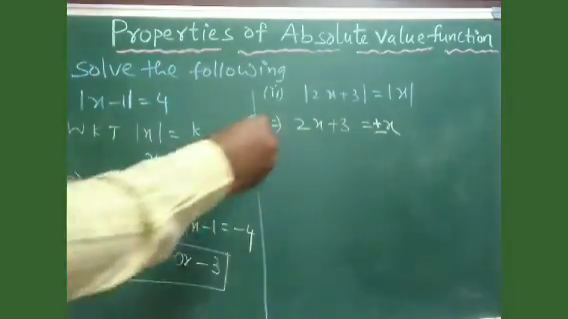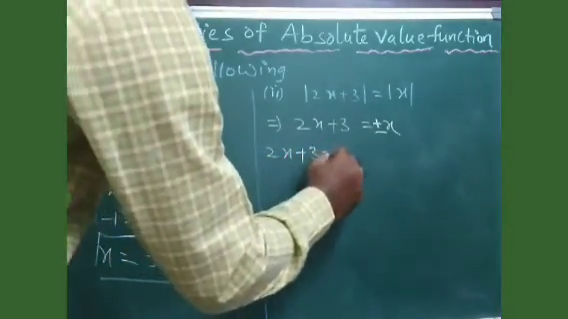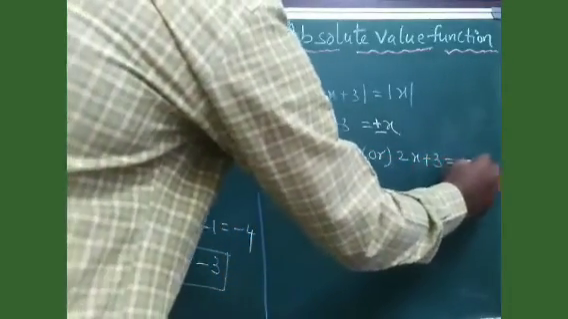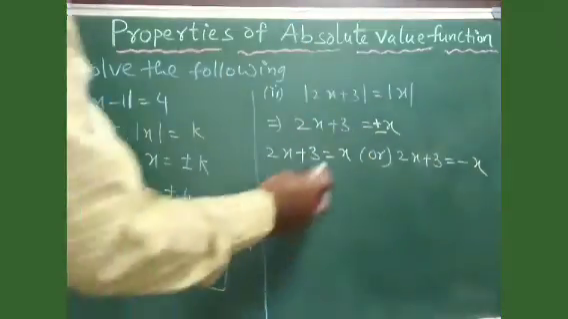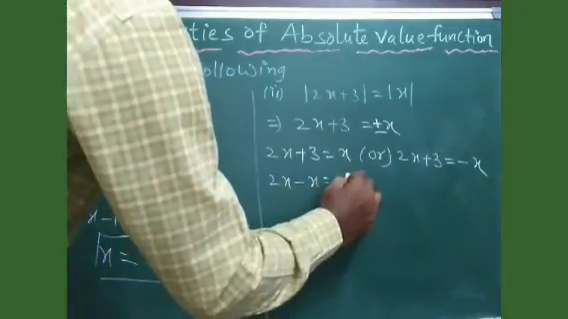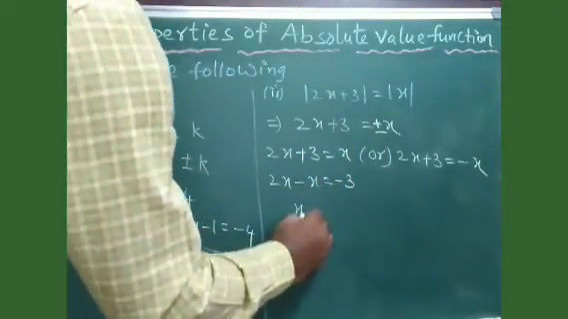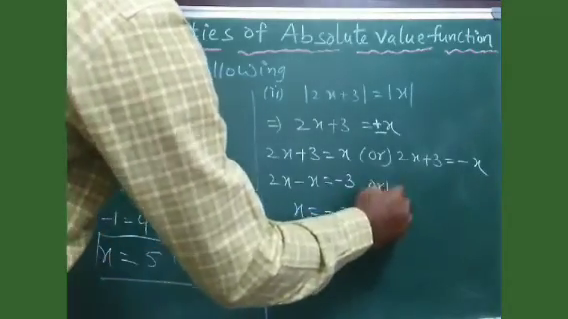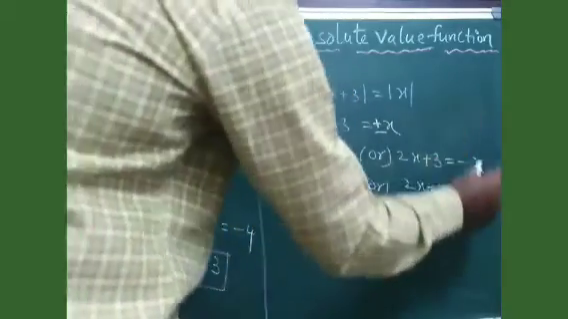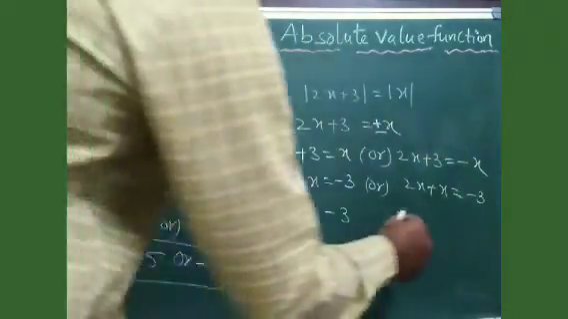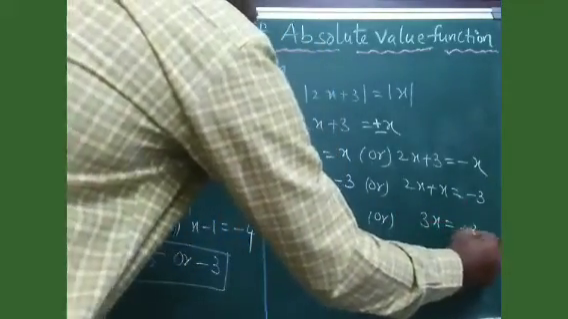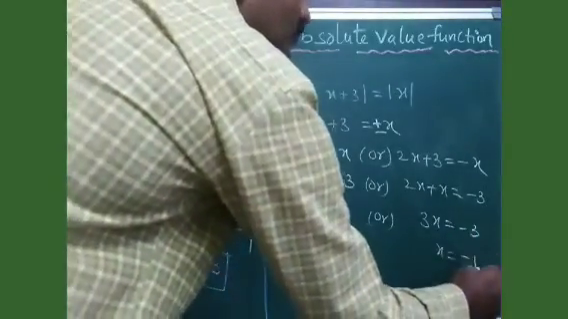Only one side. Now as usual, case 1: 2x plus 3 is equal to plus x, or case 2: 2x plus 3 is equal to minus x. Just bring the x this side. 2x minus x is equal to, send the 3, which now becomes minus 3. So from this x is equal to minus 3. If not, in the same manner you can bring the x towards this side and send the plus 3 to that side, which is minus 3. Hence this is 2x plus x, 3x is equal to minus 3, and from this x is equal to minus 1.